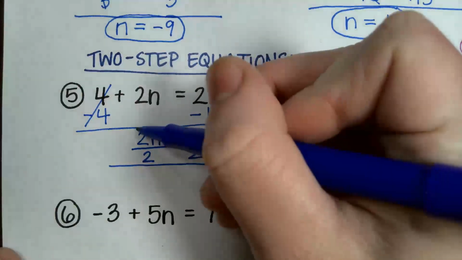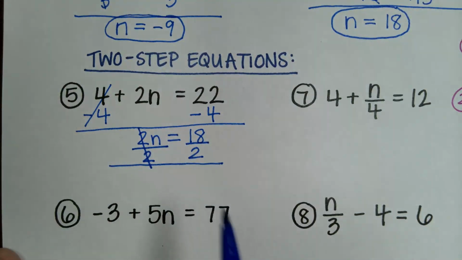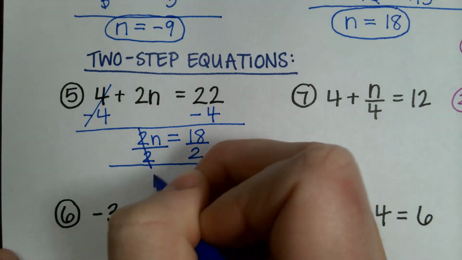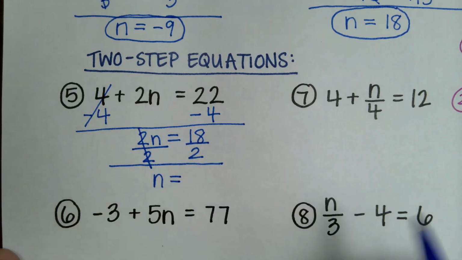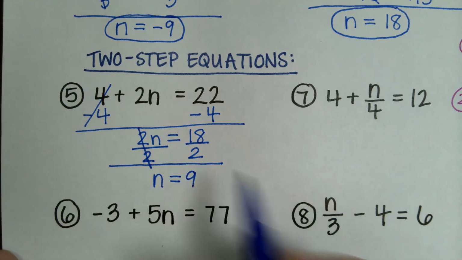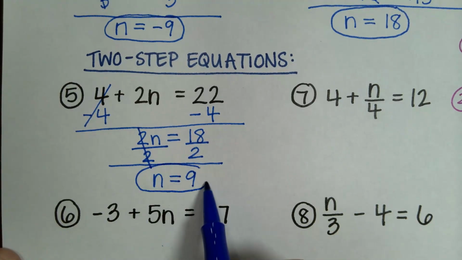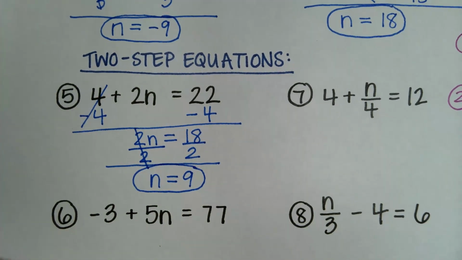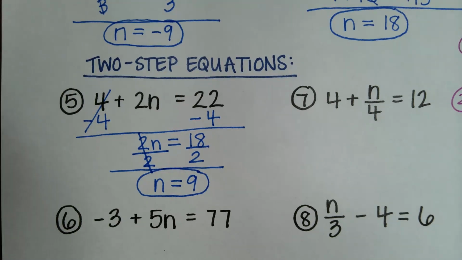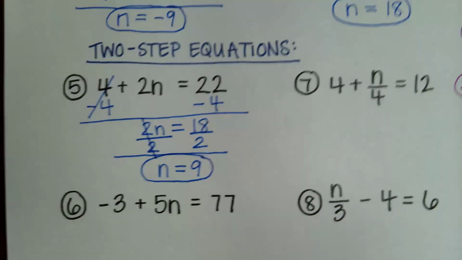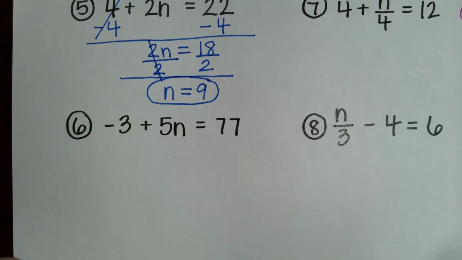Yeah, now we can cancel this 2 and this 2 out. We'll bring down our n and the equal sign. Now what's 18 divided by 2? 9. Good. All right, so there's all my work, and I'm going to circle my answer. Any questions about number 5? Okay, we feel good about it? Good. All right, let's look at number 6.